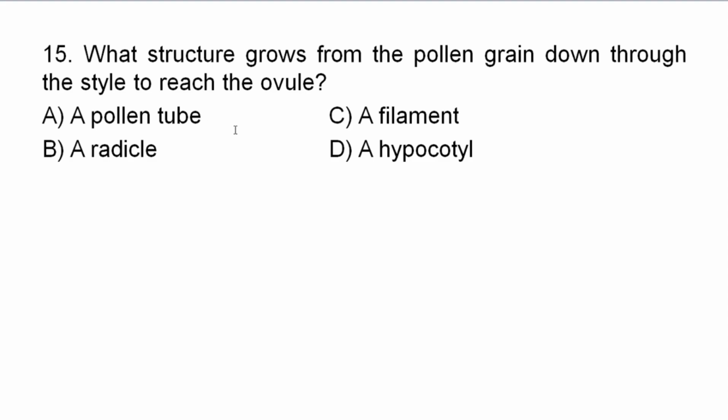The style is the stalk that connects the stigma to the ovary. So style is a part of the pistil. It connects the stigma to the ovary, and this pollen tube grows down through the style to the ovule. So the correct answer is A. Good.